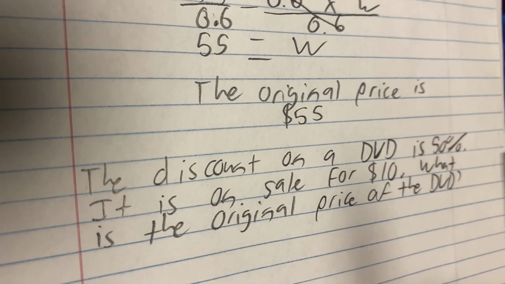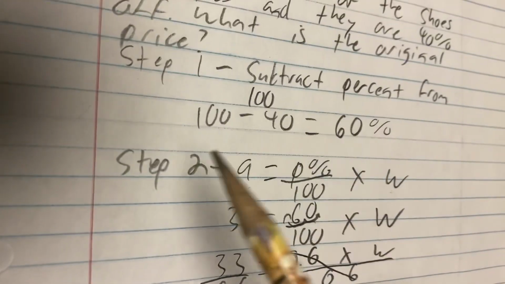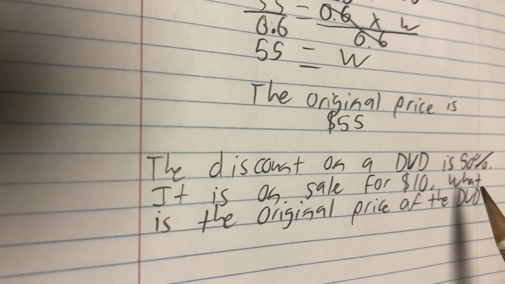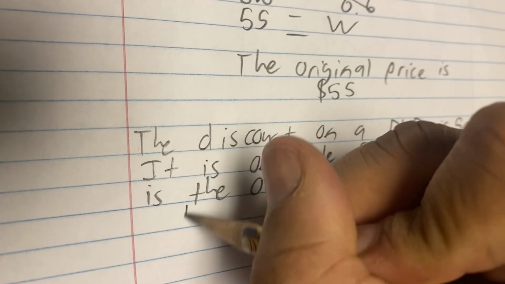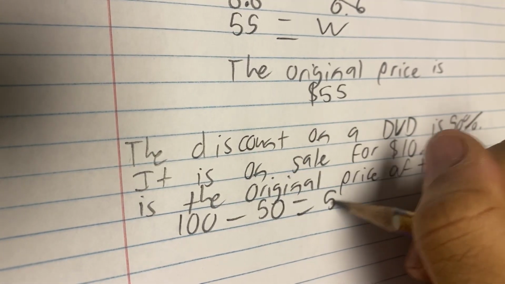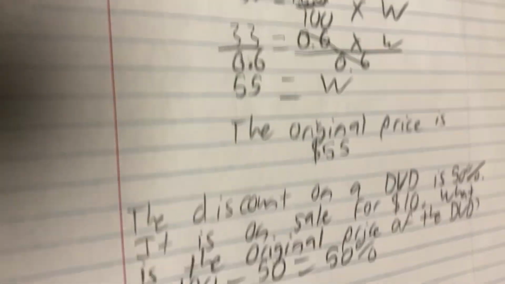So the very first thing, remember step 1, you don't just jump into the equation. You first subtract the percent from 100. So what is the percent here? 50. So we know that 100 minus 50 is obviously going to equal 50. So we're going to keep the same percent in this equation. And then we're going to plug in our percent proportion formula, or our discount formula, basically.